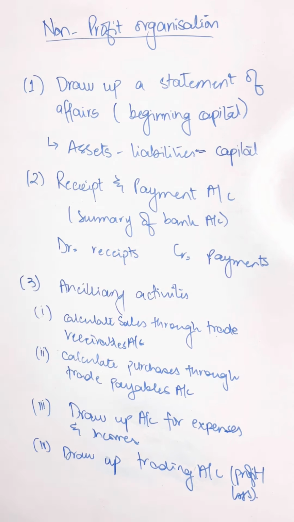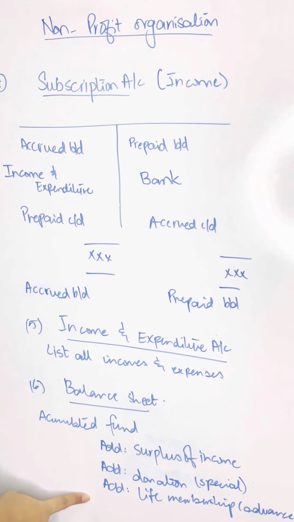So these are the terminologies used under non-profit organization. Lastly, you will be making the balance sheet, or in the new terminology the statement of financial position, in which you will be recording accumulated fund. This is something that is being added apart from the profit making organization. This is the only change. You're going to add surplus of income, which will be calculated from the income and expenditure account. You're going to add donation, and you're going to add life membership, if it has been paid in advance.